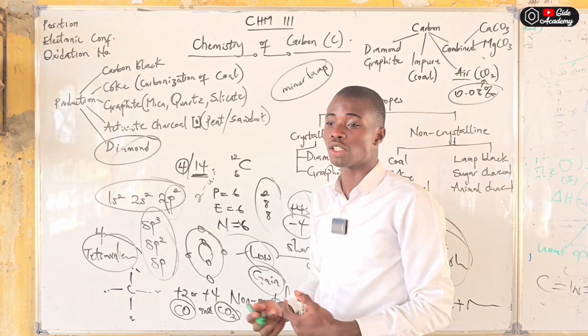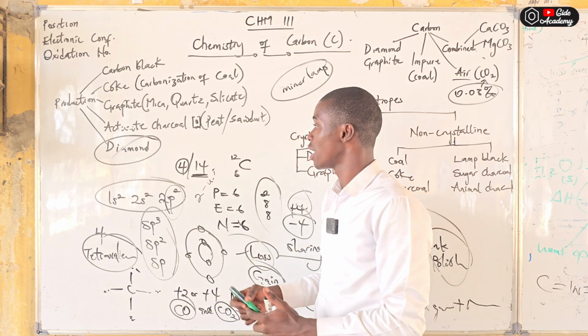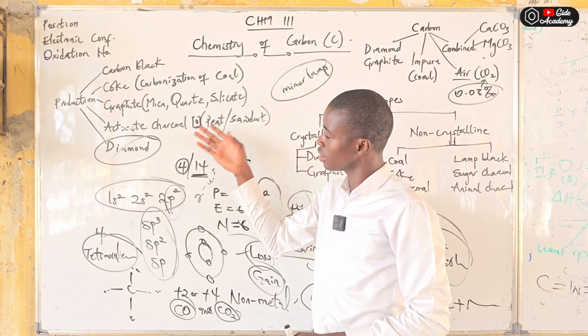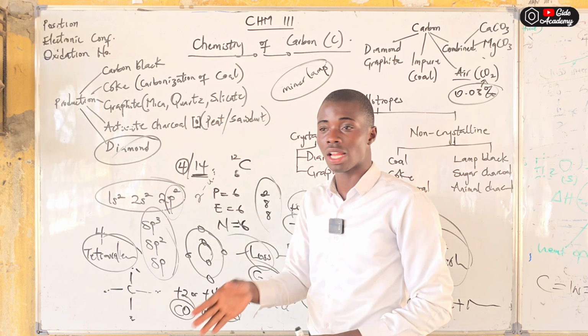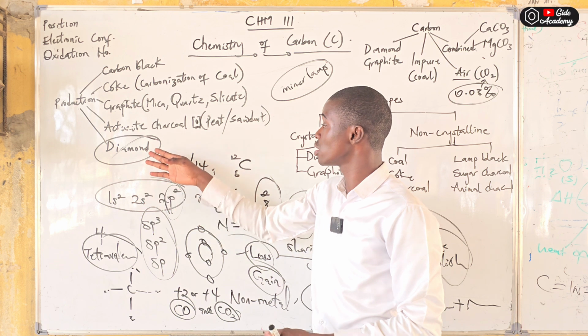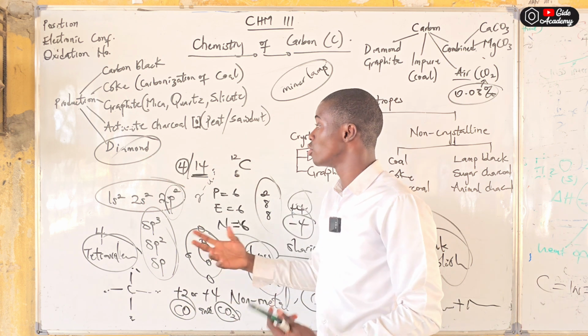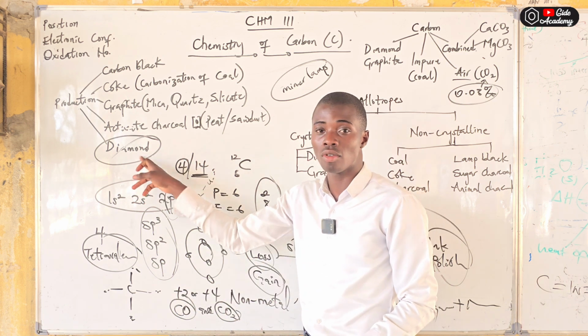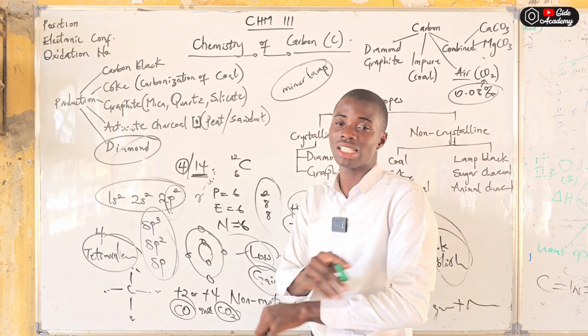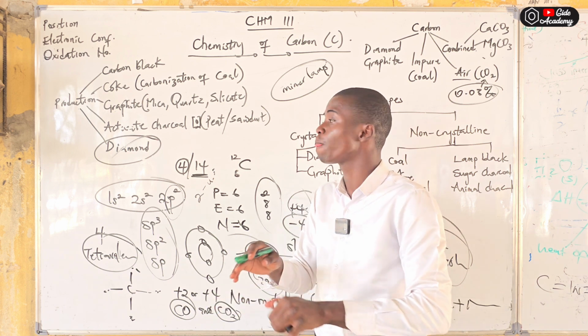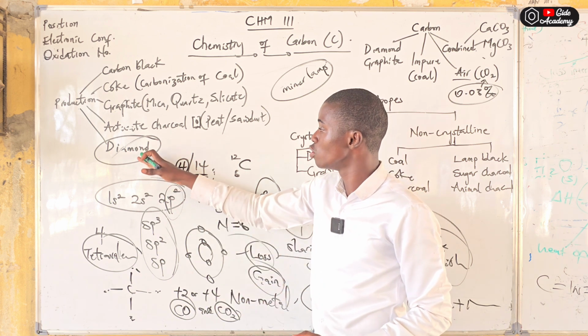So if a question should come in this format, I know that a question will not even come from here. Let's say, can you use cutlass to cut diamond? No. Can you use your motor saw to cut diamond? No. The only thing that can be used to cut diamond is what? Is diamond. Diamond is actually the hardest substance. There's nothing harder than diamond. It's the hardest substance known to man.